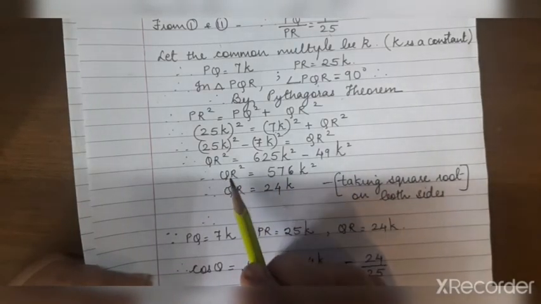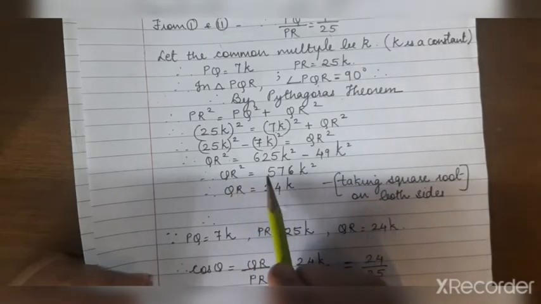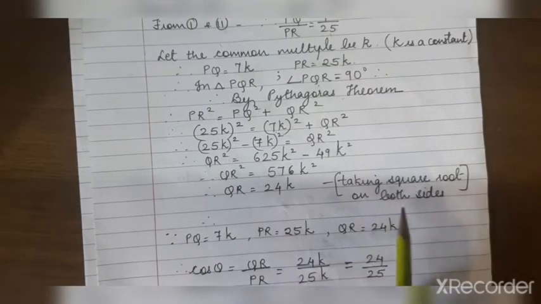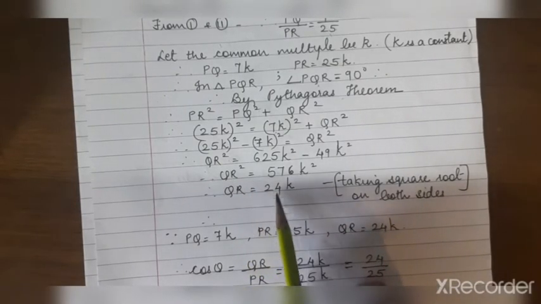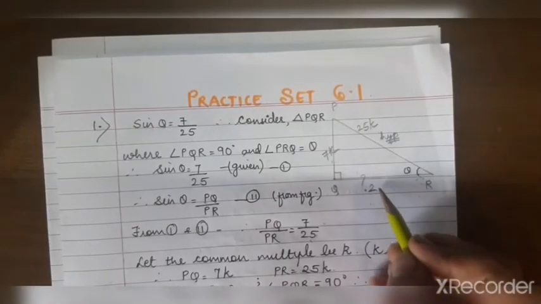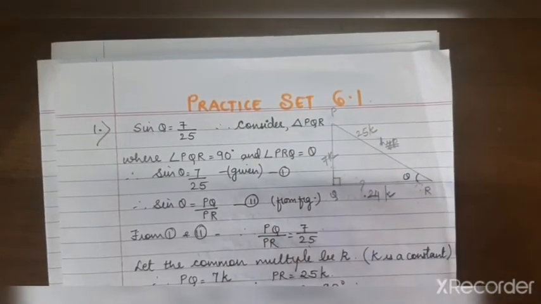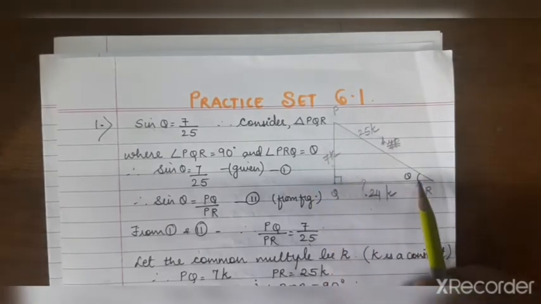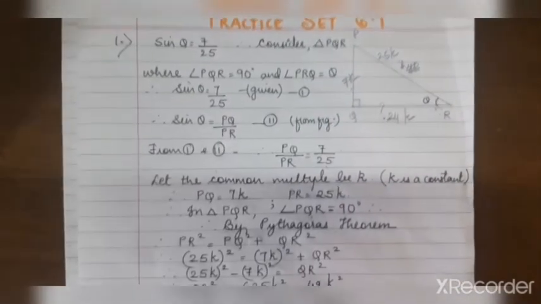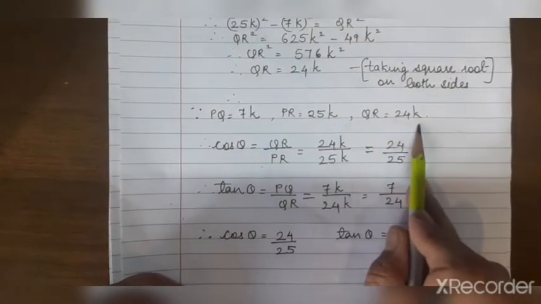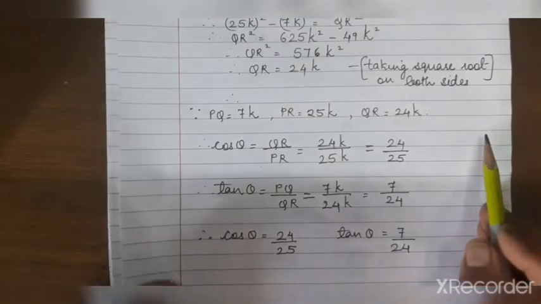Everywhere it is a square on the left-hand side and right-hand side. 576 is also a square of 24. So, taking square root on both sides, we get QR is equal to 24k. Now QR also we got, that is 24k. If we know all three sides of a right angle triangle and there is an angle theta, we can find the trigonometric ratios. So all three sides are mentioned here in the form of k.